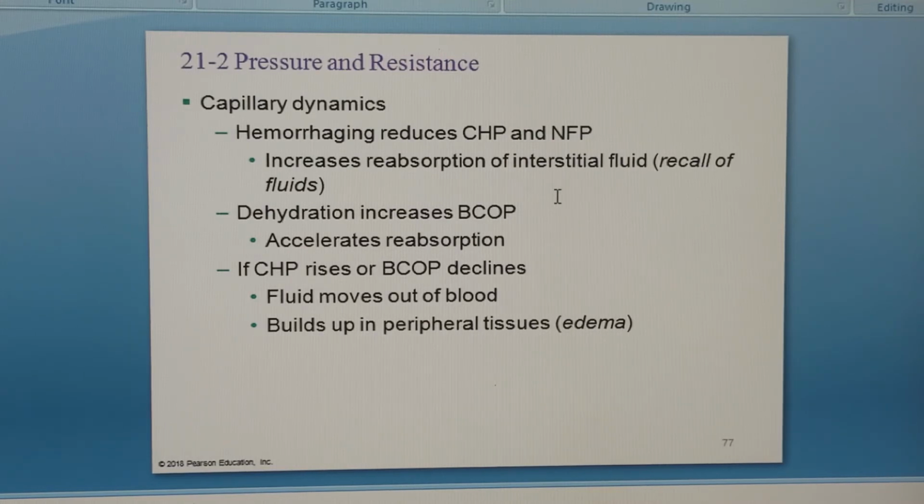If capillary hydrostatic pressure rises or blood colloid osmotic pressure declines, fluid moves out of the blood and builds up in the peripheral tissues, and we call that edema.